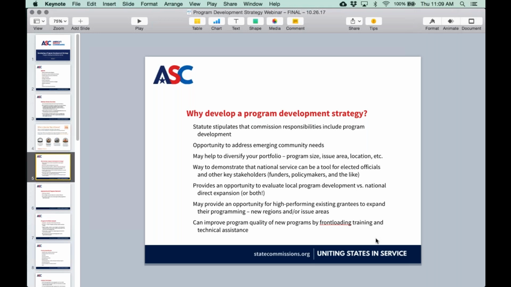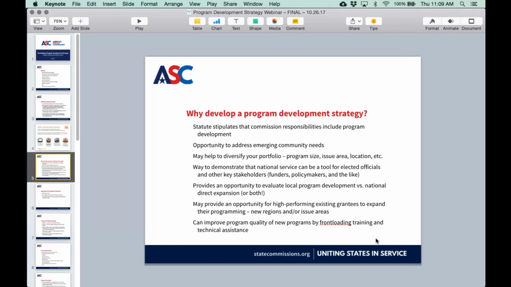It's also a way to demonstrate that national service can be a tool for elected officials and other key stakeholders. I think often we don't think about how we can help show folks that service can be a strategy for meeting community needs. So if there's a thoughtful strategy in mind that takes into account the priorities of elected officials and other key stakeholders in your state, it's an opportunity for you to demonstrate how service can be a strategy.